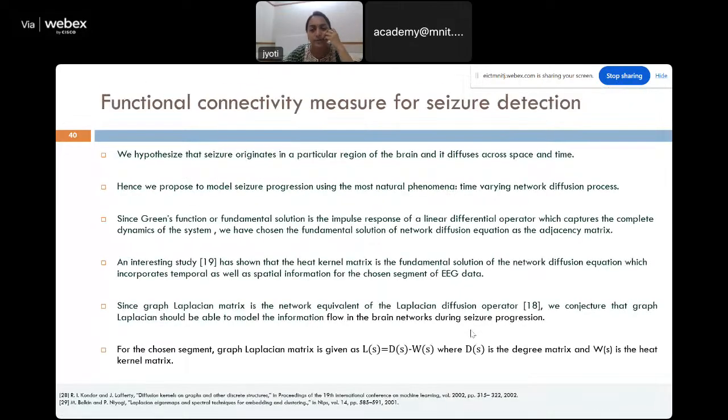One more thing I forgot to mention. Overall, in short, if I want to summarize what we have done for seizure detection, similar to the previous case, the EEG data was there.